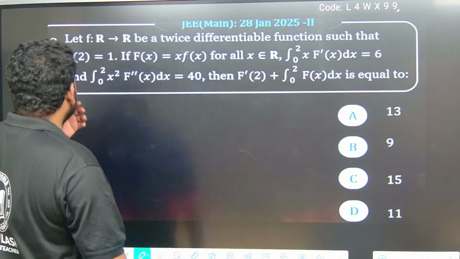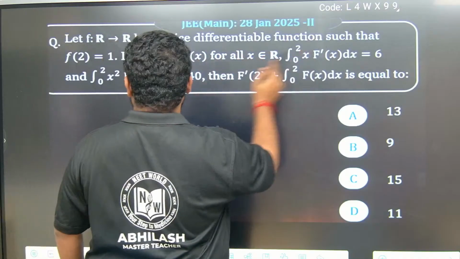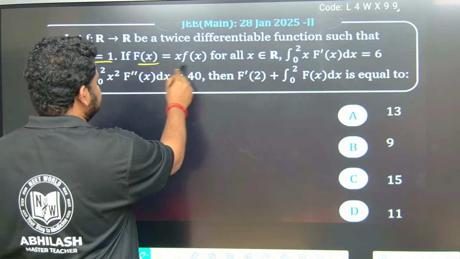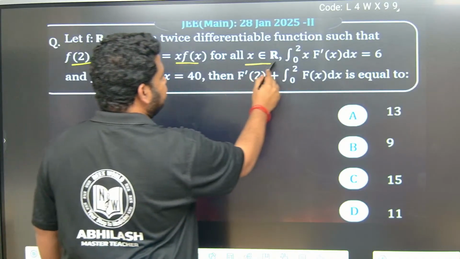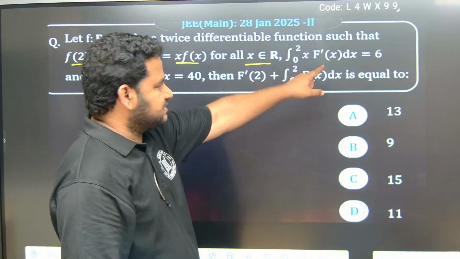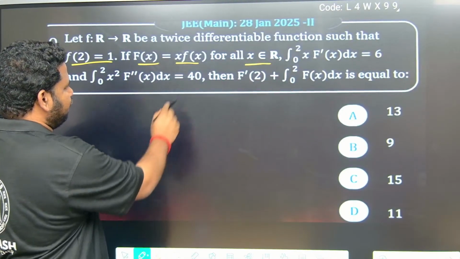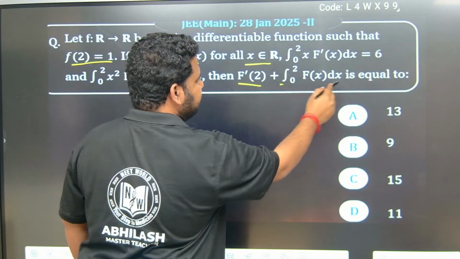You can see, let f: R → R be a twice differentiable function such that f(2) = 1. If f(x) = x times F(x), for all x belonging to the real numbers, ∫ from 0 to 2 of x f'(x) dx is equal to 6, and ∫ from 0 to 2 of x² f''(x) dx is equal to 40. Then f'(2) plus ∫ from 0 to 2 of f(x) dx is equal to what?